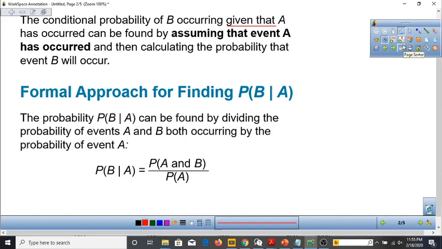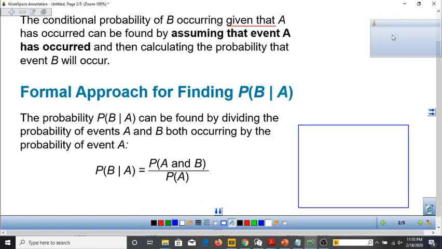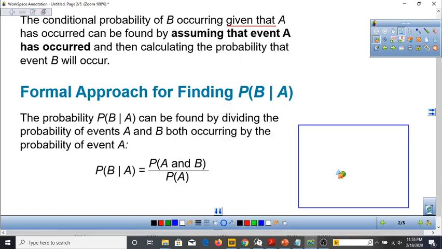I'm going to draw a little Venn diagram to illustrate what I'm talking about here. So I have a little box that represents all the possible situations. And then we have two events. I'm going to represent those events by circles in the Venn diagram. We have event B and event A.